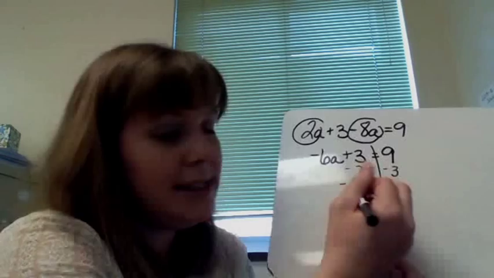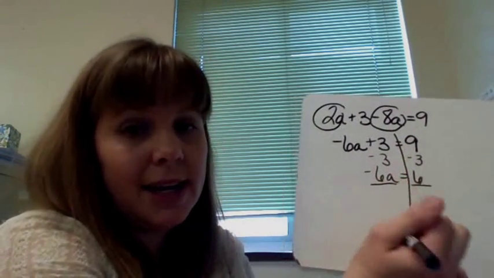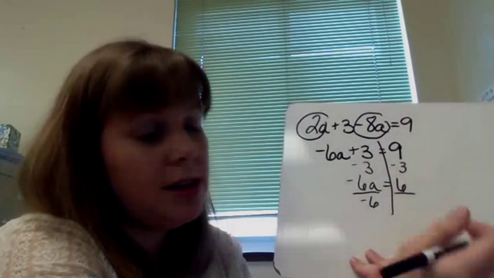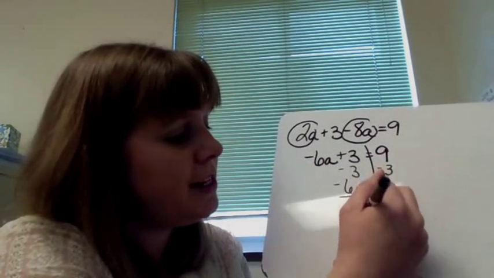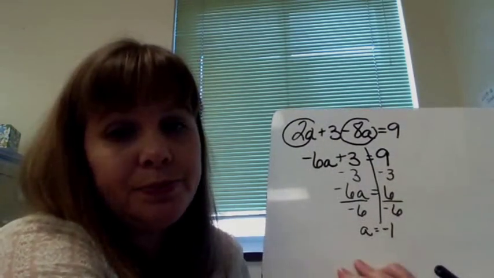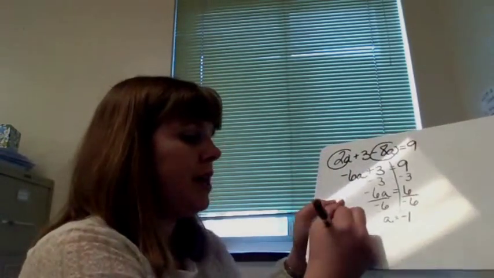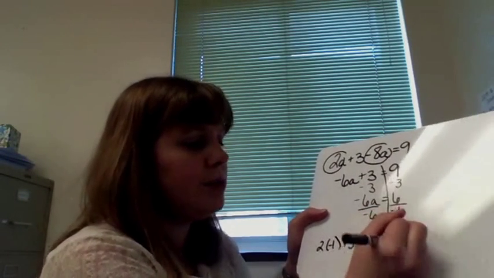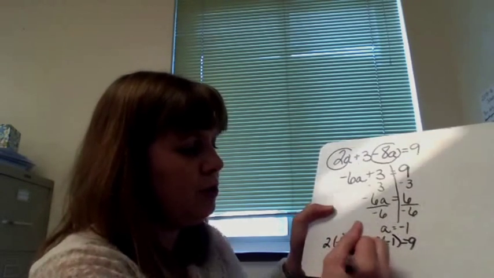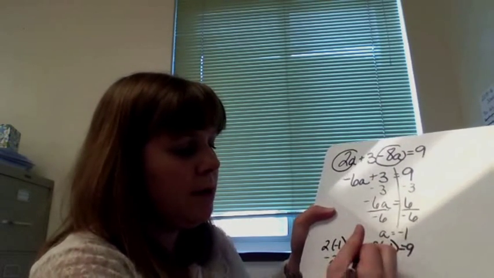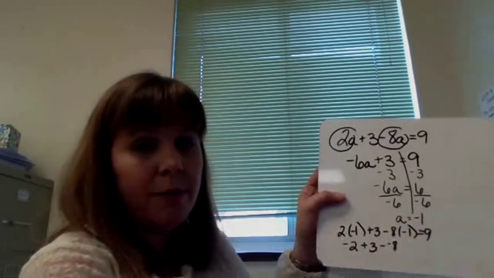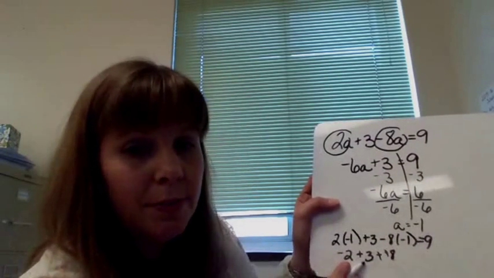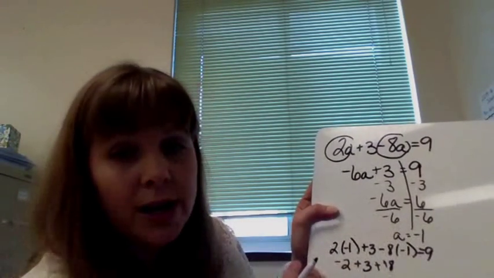I'm going to divide both sides since this is multiplication, and because this is a negative 6, I'm going to divide by a negative 6. The number stays the same. It's the operation that is the opposite. So divide both sides by negative 6, I get a equals negative 1. To check it, 2 times negative 1 plus 3 minus 8 times negative 1 equals 9. 2 times negative 1 is negative 2, plus 3 minus negative 8. Remember, minus a negative, change it to plus a positive. Negative 2 plus 3 is positive 1, plus 1 plus 8 more does equal 9.